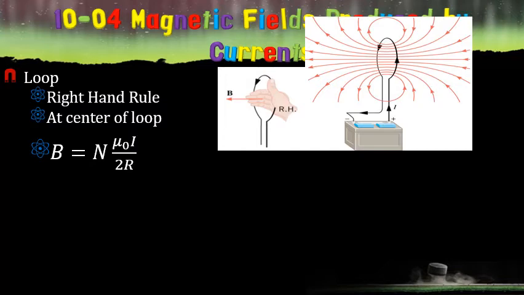And its formula, the magnetic field for a loop, is N mu 0 I over 2 times R. R is the radius of the loop. N is the number of loops.